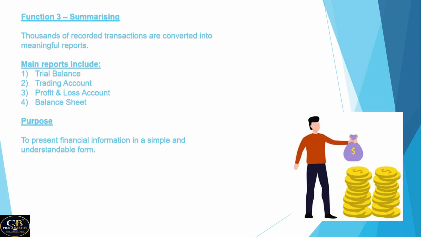Function 3, summarizing. Thousands of recorded transactions are converted into meaningful reports. How? With the main reports, which include number 1, trial balance, number 2, trading account, number 3, profit and loss account, number 4, balance sheet. Once you prepare these accounts, your recorded transactions are converted into meaningful reports. The purpose of this is to present financial information in a simple and understandable form. So this is the important function of summarizing.